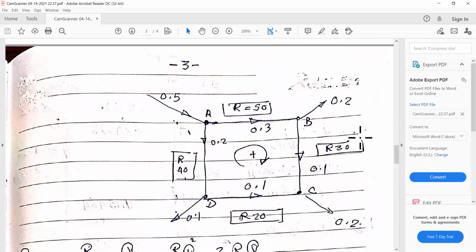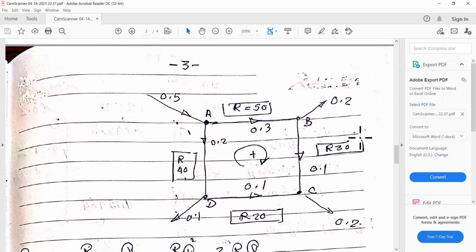It has 4 pipes. Each pipe has the resistance above it, R equal 50 for AB, R equal 30 for BC, R equal 20 for CD, R equal 40 for DA. Now we assume the discharge. As you can see, at point A, we have 0.5 supply. We divide 0.3 and 0.2. You can make any assumption. It will converge. If your assumption is logical, the number of iterations will be less. If the assumption is far from logic, you may take some more iterations, okay? But the method is converging.